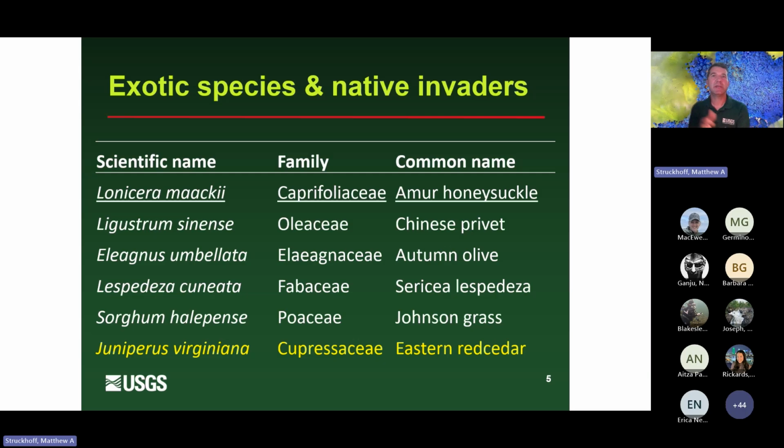And I include on here eastern red cedar. It is not an invasive species. It's not exotic. And in fact, it is quite native in Missouri. But it does create problems because it can invade degraded areas, particularly after grazing on the site.